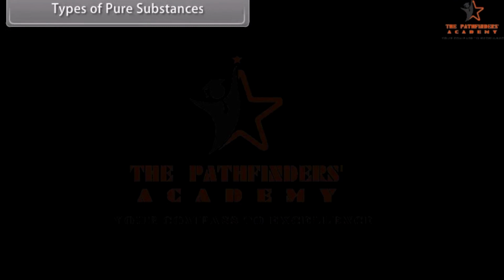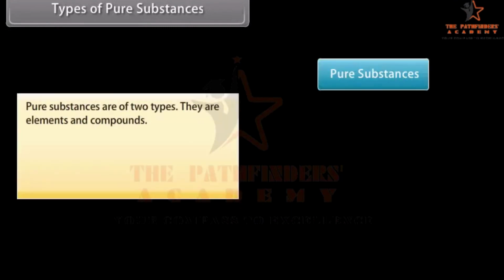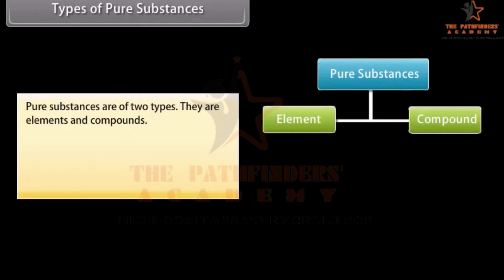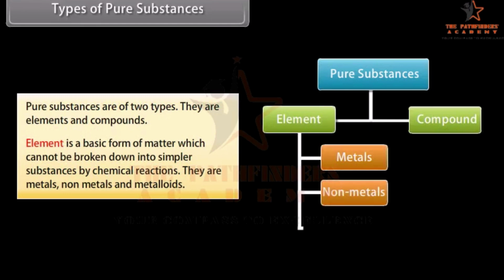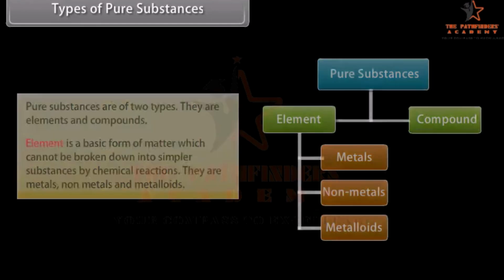Types of pure substances. Pure substances are of two types. They are elements and compounds. An element is a basic form of matter which cannot be broken down into simpler substances by chemical reactions. They are metals, nonmetals, and metalloids.